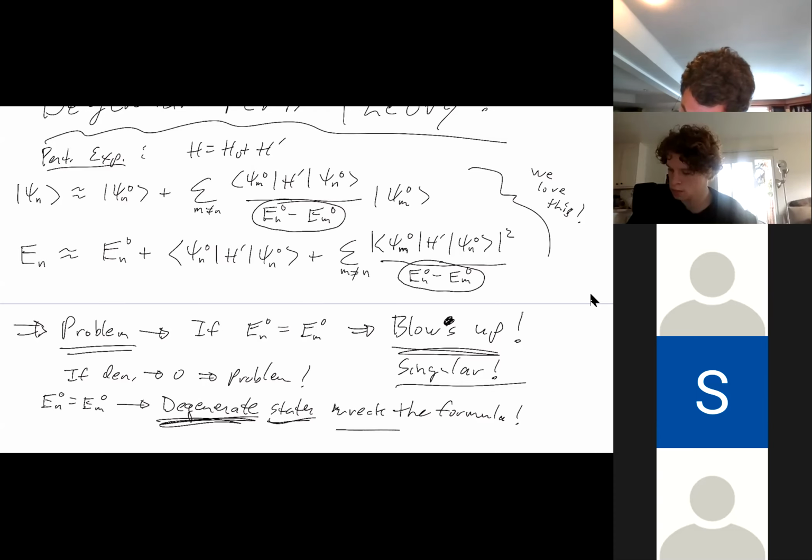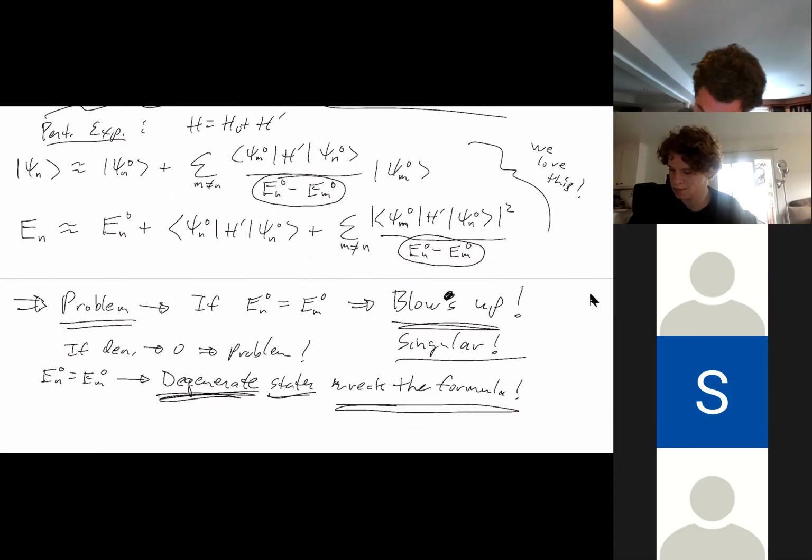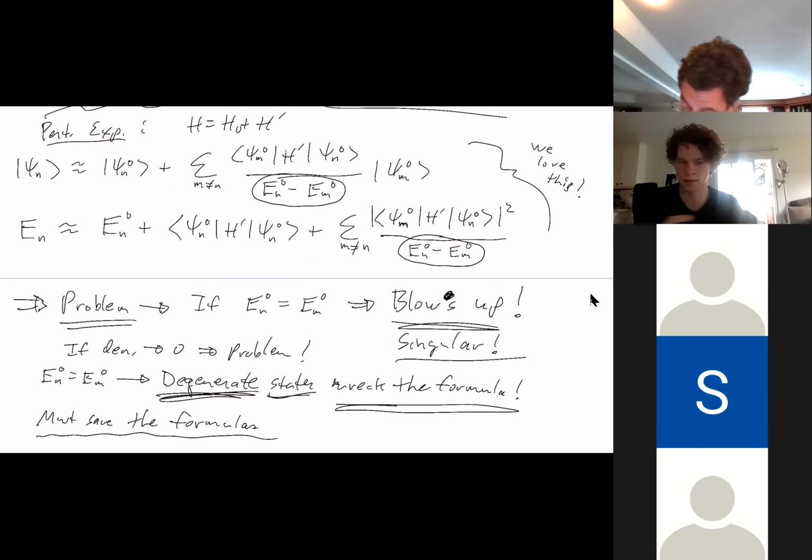But we love the formula. How can we save the formula? Must save the formulas because we love them. And you always want to save the one you love, right? We all know that. Okay, so how do we save this formula?